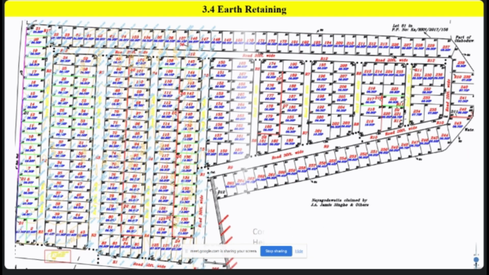Now I'm going to explain with this map of Canterbury Residences. One part is a contour map; in this area the contour map is included, but in this area it is not. I'm going to explain earth retaining structures through this entire scenario. Here we have already divided the land into plots.